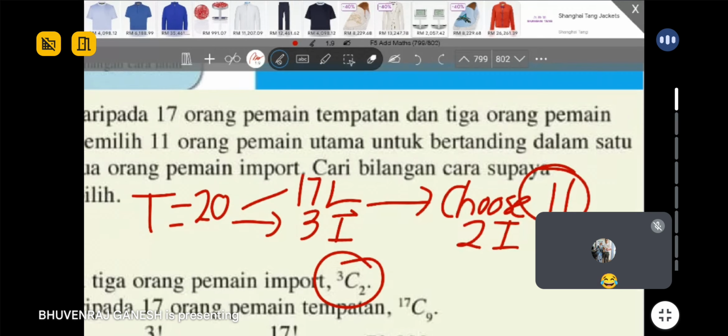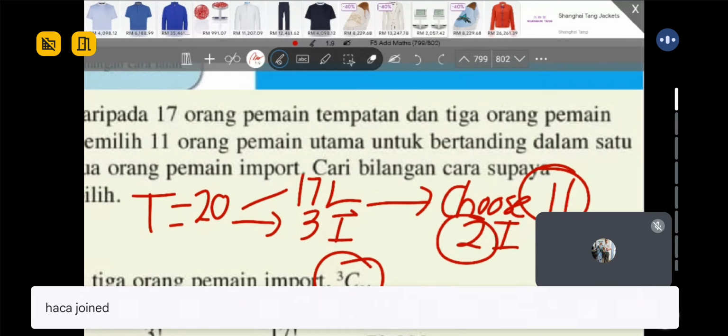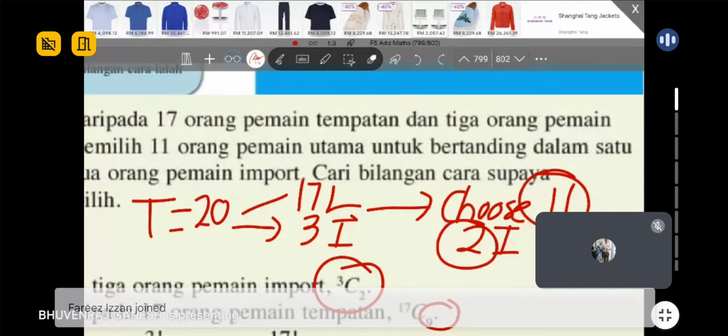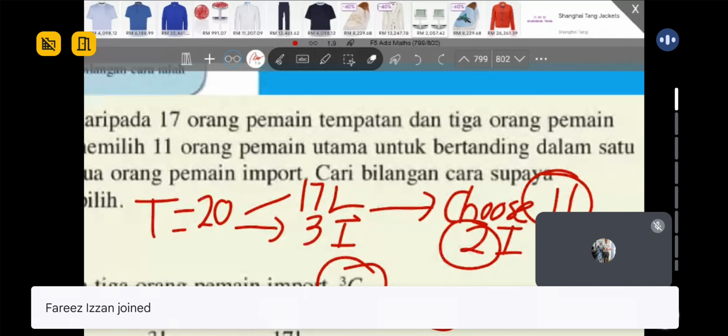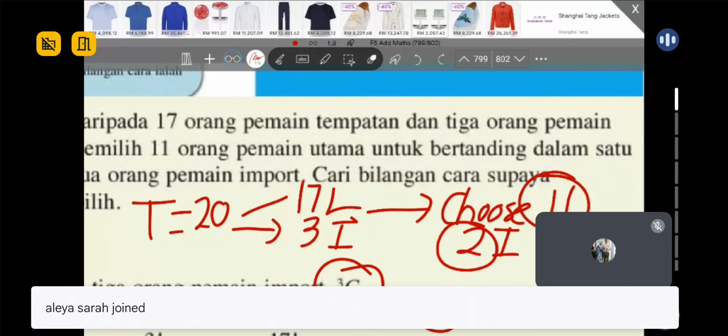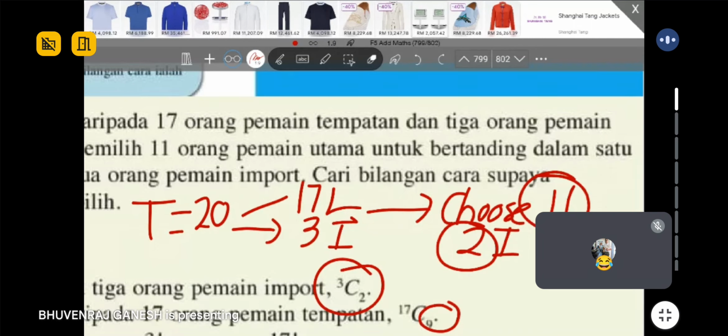Because you must understand there are 11 people in a football team. So that's why 11 minus 2 import, 9 local. So that's why C9. Jangan kamu tiba-tiba kata 10 orang saja. Kesian penjaga gol tu. Tak ada penjaga gol bagi pasukan kamu. Kamu main dengan gawang yang terbuka. Selalu kena balas gol. So make sure kamu dapat jumlah betul. Jangan terlebih pula. Nanti lebih lawak. 12 orang, satu pasukan. Ada satu hantu main untuk pasukan kamu.